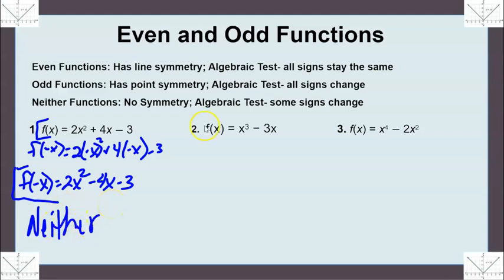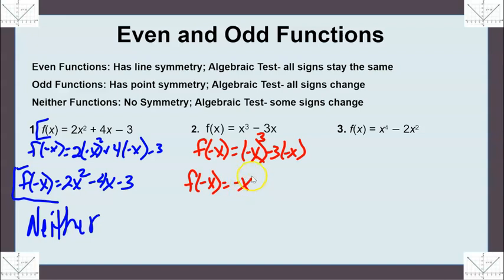Example 2. If I put a negative x in for x, we would have negative x cubed minus 3 times negative x. And then simplify, so f of negative x would equal negative x cubed means negative x times negative x times negative x, which will still give me a negative x cubed. And negative 3 times negative x gives me a positive 3x.